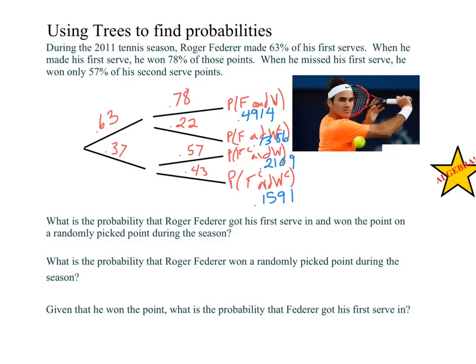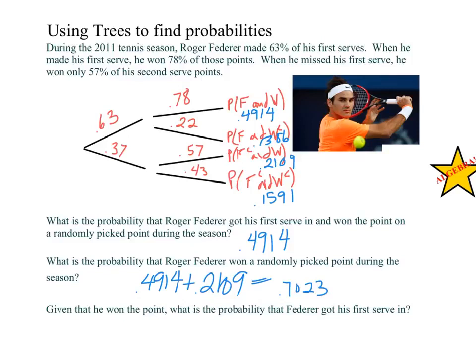All right, what is the probability that Roger Federer got his first serve in and won the point on a randomly picked point? So that is this number right here, first serve and won. So 0.4914. What's the probability that Roger Federer won a randomly picked point? So now we take the winning point here and the winning point here, and we add them together. 0.4914 plus 0.2109. And we get 0.7023.